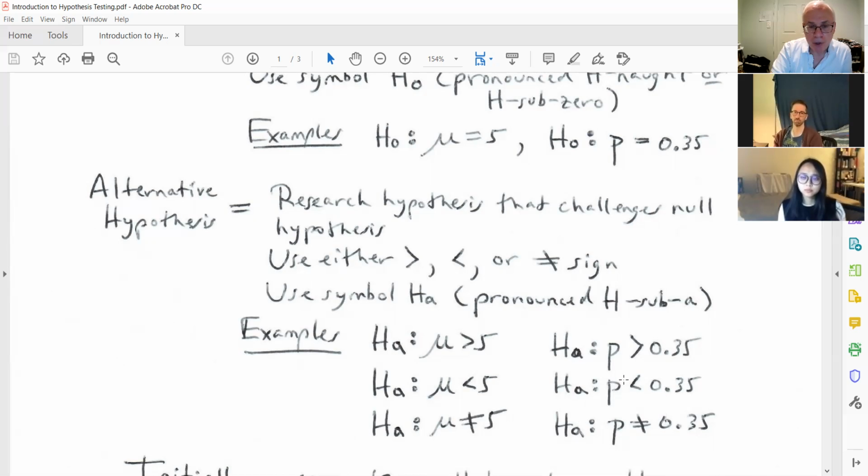The same thing if it's a proportion. You use P greater than, less than, or not equal to. The most important thing here is that the number that's used in the null hypothesis has to match the number that's used in the alternative hypothesis. They have to be the same number.